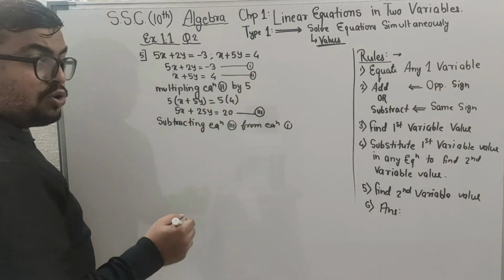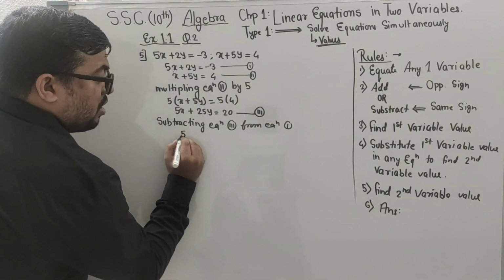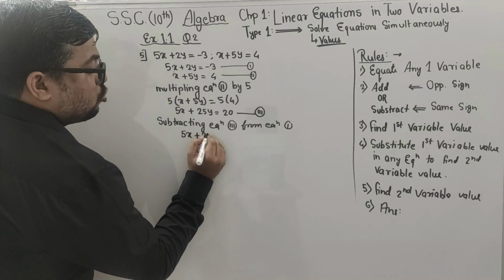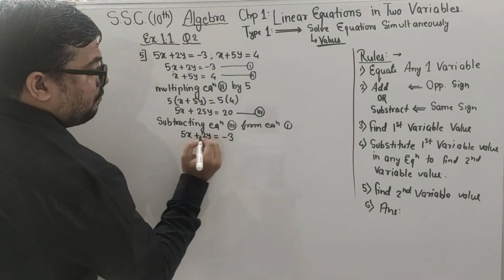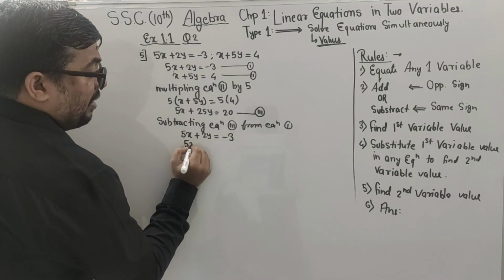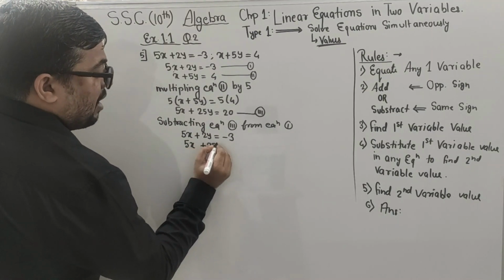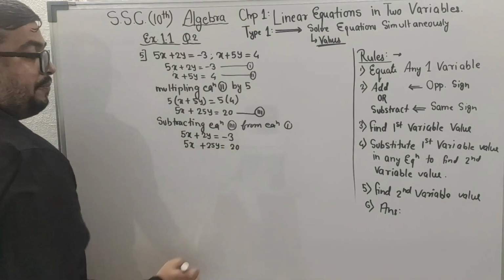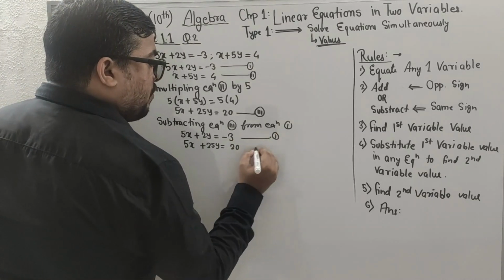From, then what did you take? Equation 1. So you will start with equation 1: 5x plus 2y is equal to minus 3. Then 5x plus 25y is equal to 20. This is your equation number 1.